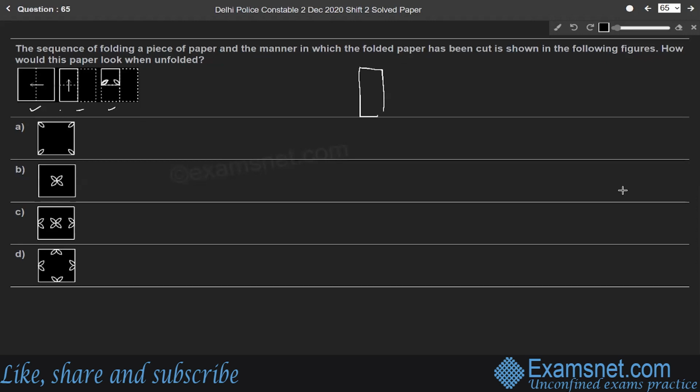When it is unfolded at first, it looks like a vertical rectangle, right? So the cut portion is like this, and we will get the image of the cut portion like this, right? And when it is unfolded once again, the complete square paper looks like this. Therefore, option C is the right answer, right?